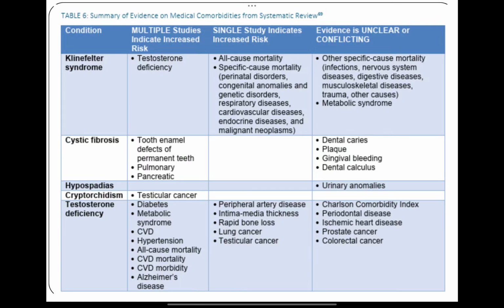Now, hypospadias can be associated with urinary abnormalities and cryptorchidism, with increased risk of testicular cancer in cryptorchidism. Testosterone deficiency can be due to diabetes, metabolic syndrome, cardiovascular disease, hypertension, all-cause mortality, CVD morbidity and mortality, and Alzheimer's disease. And this is associated with peripheral artery disease, rapid bone loss, lung and testicular cancer.